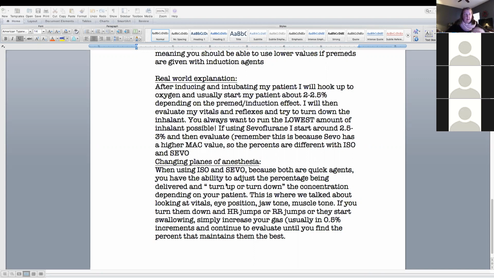Sometimes I thought my patient was way too deep, and I've gone a whole percent, from 2% to 1%. But generally you do quarter to half increments, and we call it stepping them down. You're going click, click, click, click, gradually taking it away. Since both are quick, you can turn them up and down.